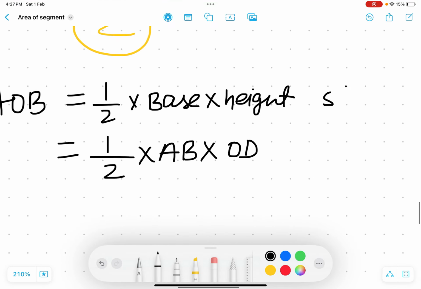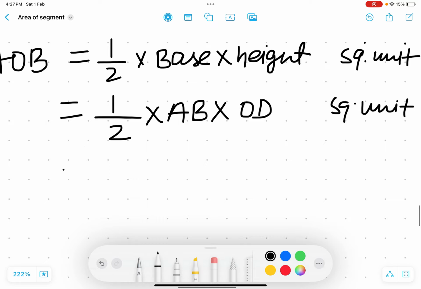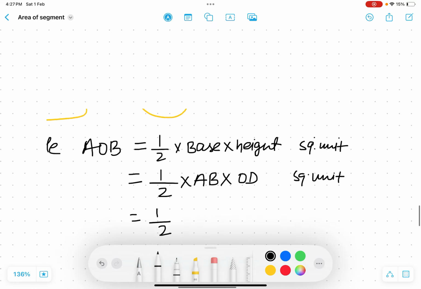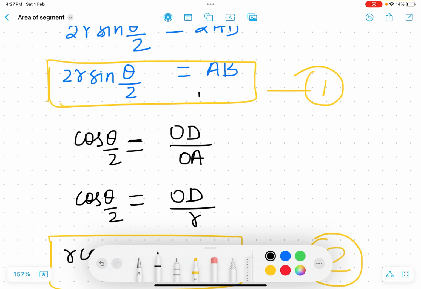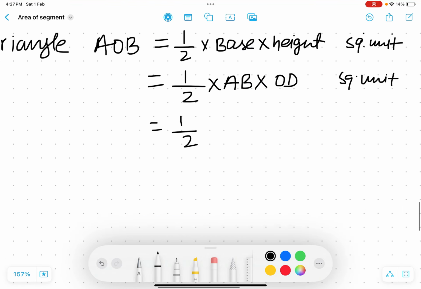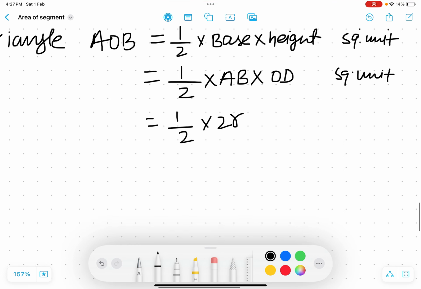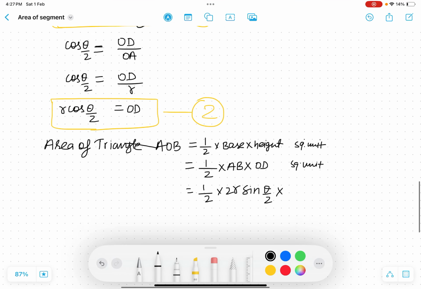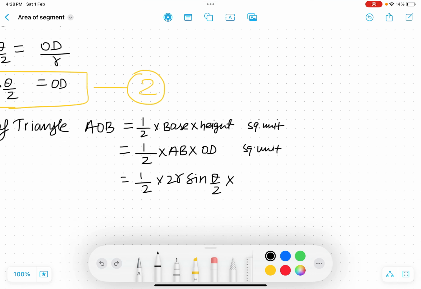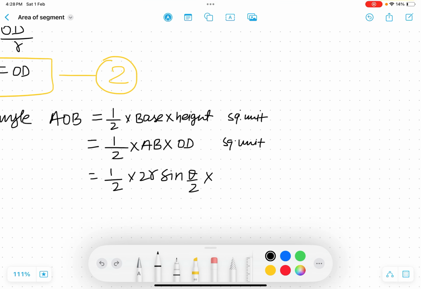So, what is AB? We have calculated AB. Let's see what we have calculated. AB is equal to 2r sine theta by 2 here. So shall we put this 2r sine theta by 2? What is OD here? OD we have calculated as r cos theta by 2.